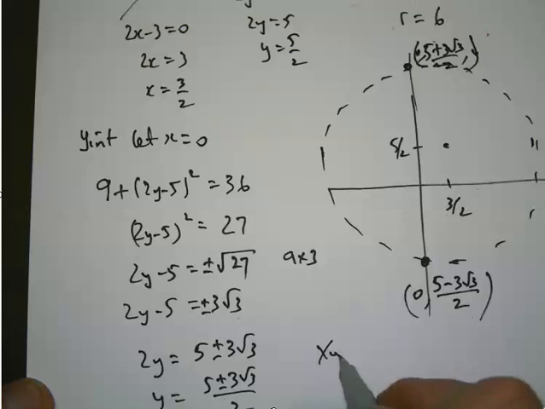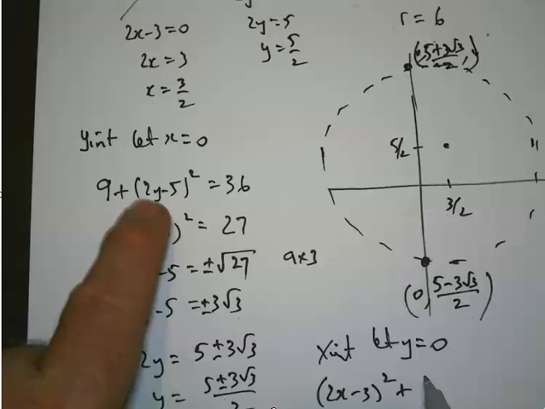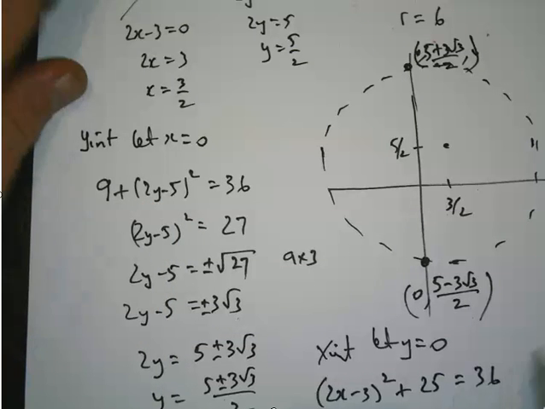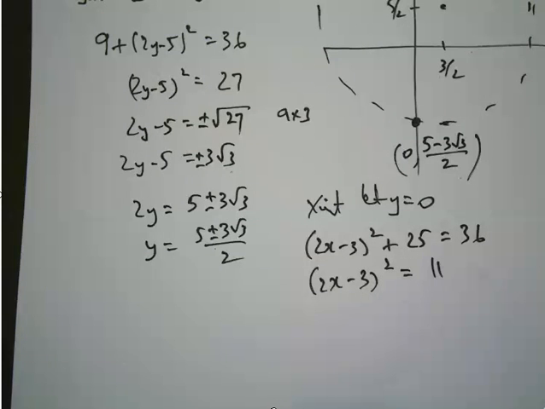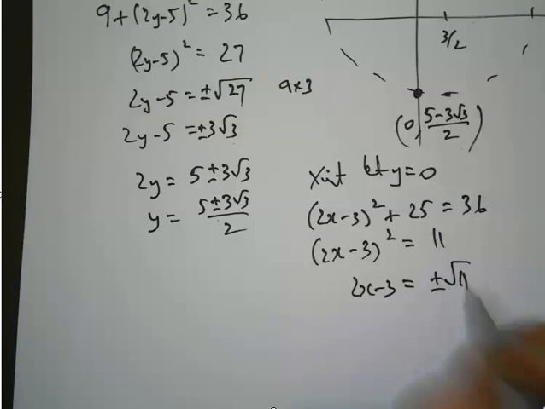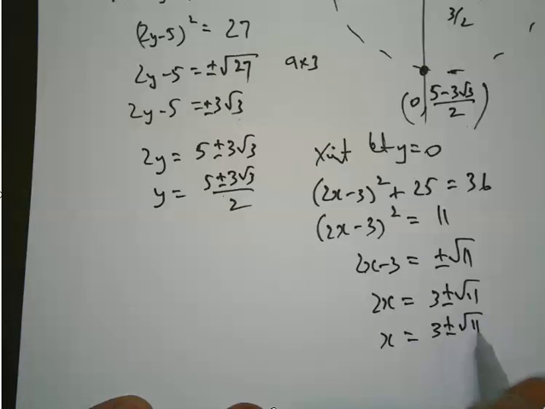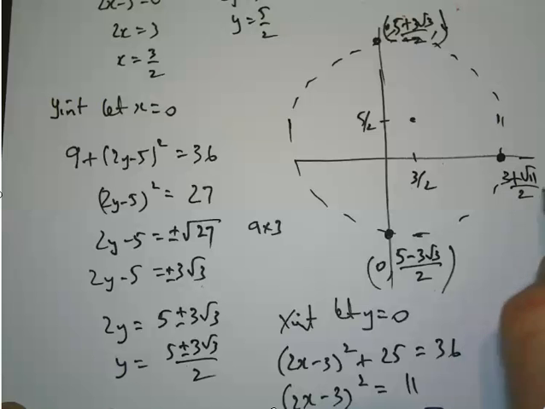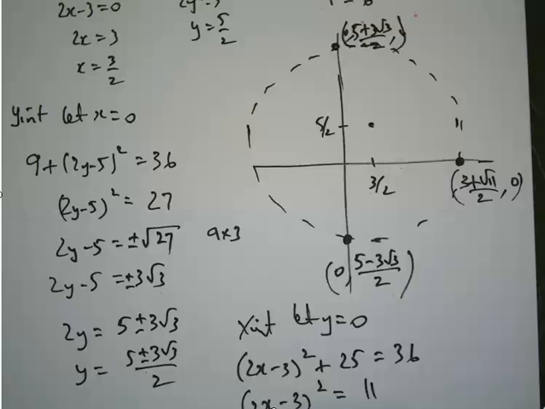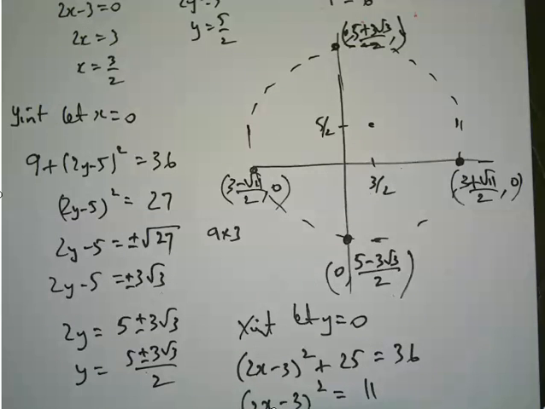To find the x-intercept, we let y equal 0. So (2x − 3)² + (0 − 5)², so 25, equals 36. (2x − 3)² = 11, that's 36 − 25. 2x − 3 = ±√11. 2x = 3 ± √11. x = (3 ± √11)/2. Which means the coordinate here is (3 + √11)/2 and 0, and the coordinate here is (3 − √11)/2 and 0. So there's the circle, the x-intercepts and y-intercepts in exact form.